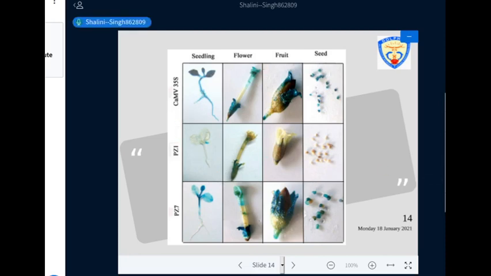These are specimens of seedlings, flower, fruit and seed from a plant showing the GUS expression. The parts which are showing blue color are positive for the GUS gene, and the parts which do not have color show negative activity for GUS expression.